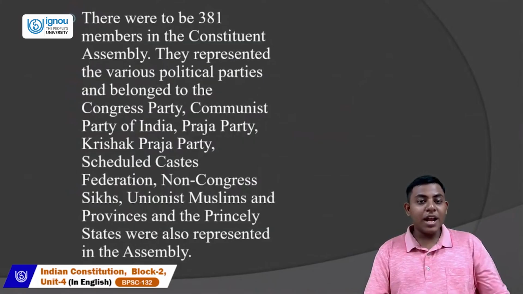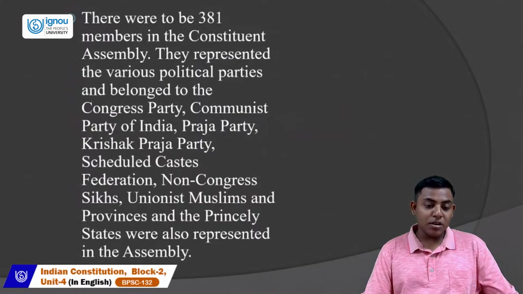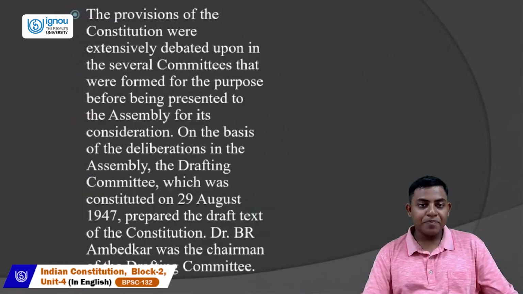So a total of 381 members were in the Constituent Assembly, and they represented various political parties. For example, the majority of them belonged to the Congress party. Then there were members from the Communist Party of India, the Praja Party, the Krishak Praja Party, the Scheduled Caste Federation, the non-Congress Sikhs, the Unionist Muslims, and provinces and the princely states were also represented in the assembly.